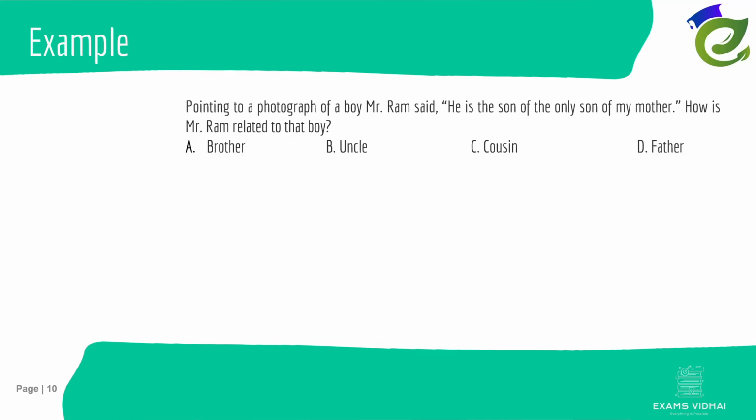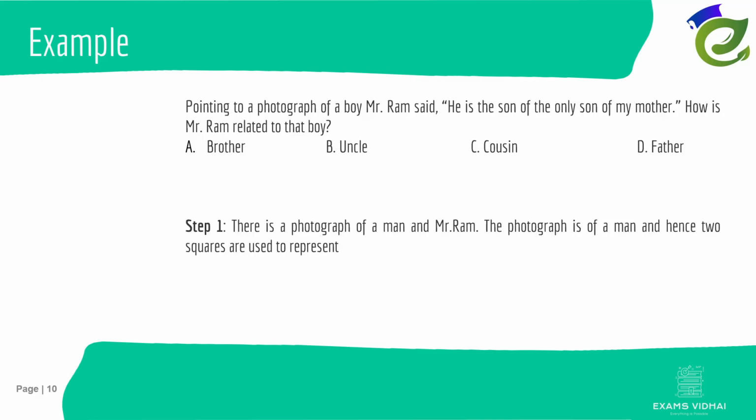We will be solving all these questions step by step. So, let's do it. Step 1. There is a photograph of a man and Mr. Ram. The photograph is of a man and hence two squares are used to represent.